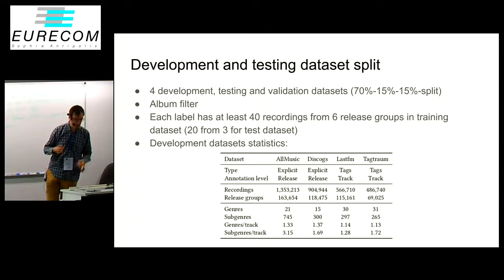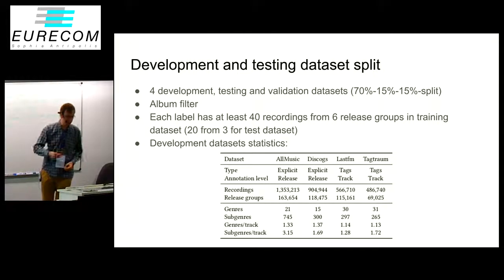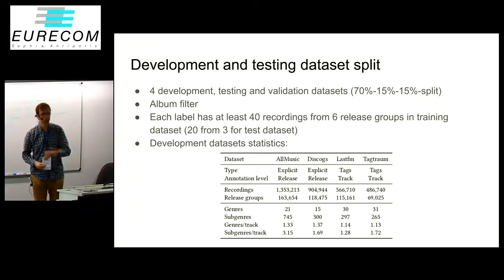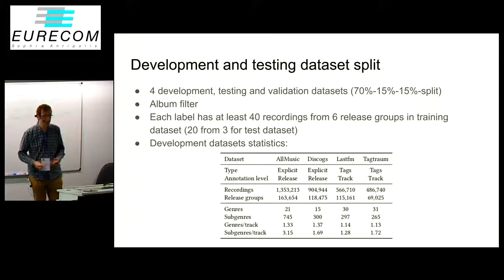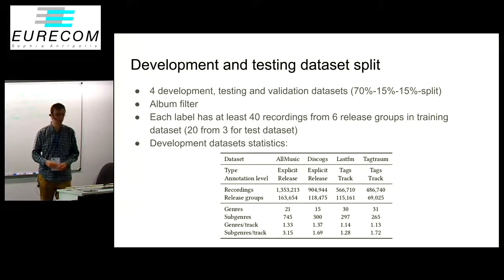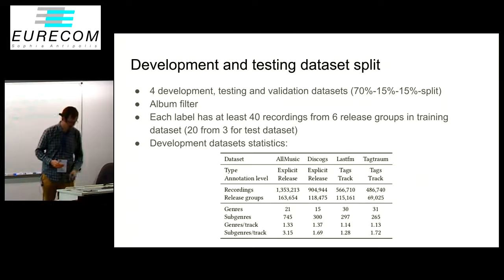And we also see that we've got a varying number of genre and subgenre labels. So for example, in AllMusic, we have 21 genres and 700 subgenres, but in Discogs and Last.fm and Tagtraum, the number of genres and subgenres are a little bit smaller. But we see that we have multiple annotations for single recordings, and we see that the number of genres and subgenres is significantly larger than the typical number that we work with in other types of evaluations in this field.